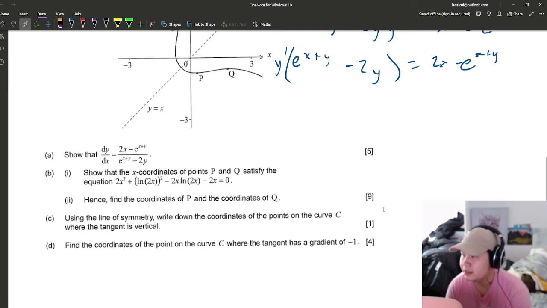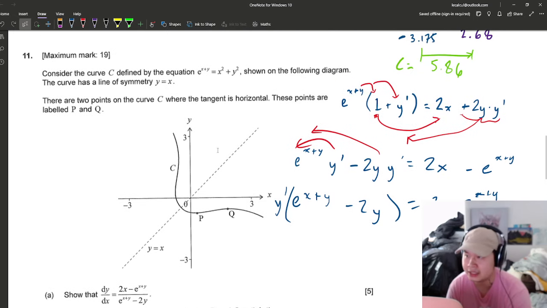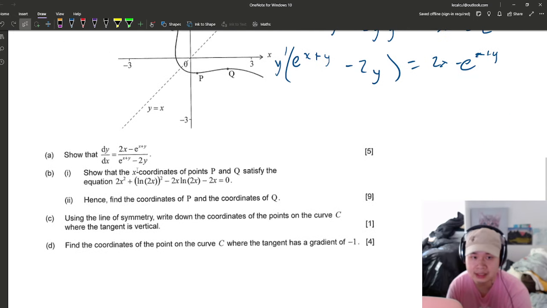Okay. Next up, we need to show the coordinates P and Q satisfy this equation. So the only thing we know about P and Q is that their tangents are horizontal. In other words, the derivative is 0 here. So that's what we're going to do. We're going to set our derivative equal to 0. So if I make this equal to 0, and then if I multiply the denominator over, then that just goes away. So what I'm basically left with is this equation. 2x minus e to the x plus y equals 0.